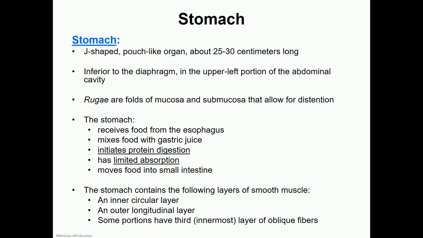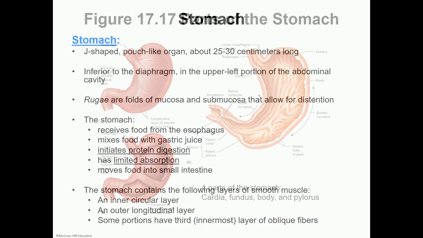The stomach has different layers, just like any part of the alimentary canal. But what is unique to the stomach is that it has an inner circular layer and an outer longitudinal smooth muscle layer, but in some portions it will also have a third, innermost layer made out of oblique fibers, again to squeeze the stomach, help in the segmentation process, and empty the stomach of its contents.